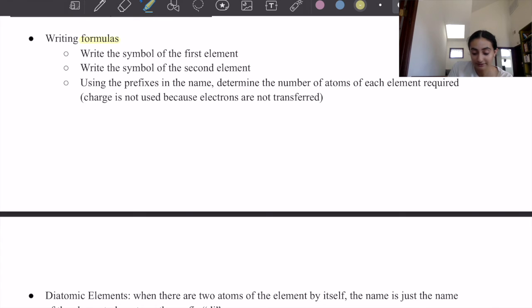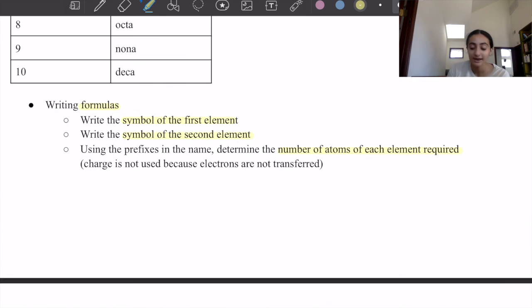Now we're going to write the formulas for covalent compounds. You first just write the symbol for the first element, and then you write the symbol for the second element, and then you use the prefixes to determine the number of atoms of each element required. The beautiful thing about covalent compounds is you do not need to worry about charges at all. It is based solely on the prefixes.